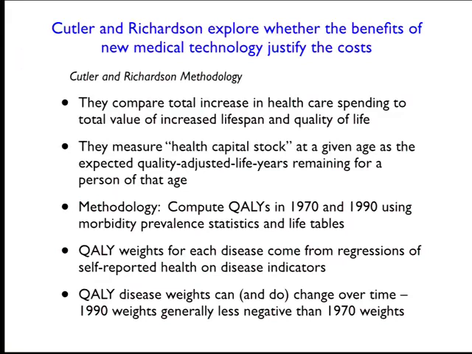Quality adjusted life years between 1970 and 1990. That's like the benefit side, with the total increase in healthcare spending between 1970 and 1990 being the cost side. Ideally, of course, you want the benefit side to outweigh the cost side.